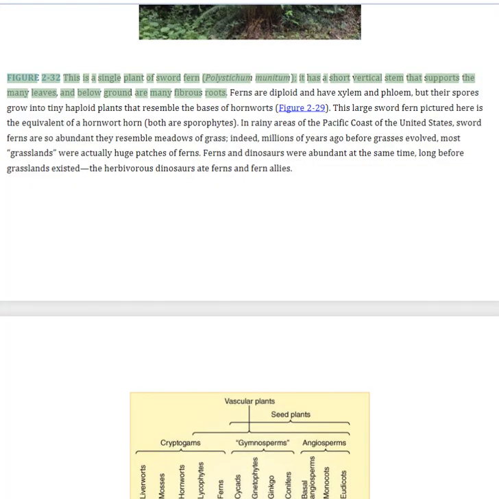Figure 232. This is a single plant of sword fern. It has a short vertical stem that supports the many leaves, and below ground are many fibrous roots.